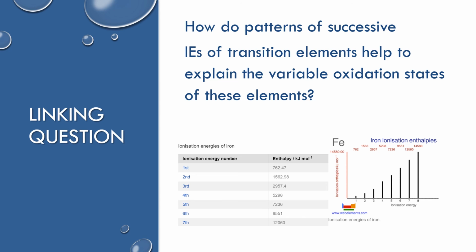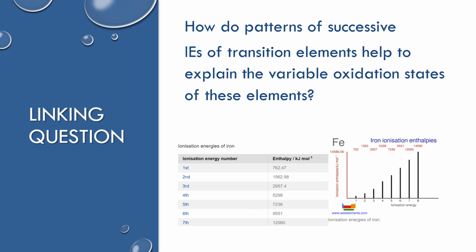Okay, so now let's link this forward to a discussion about transition metals and their different oxidation states. Remember, if you haven't quite gotten to this in your curriculum, we will get there, but if you've taken a prior chemistry course, you can link the information together. Patterns of successive ionization energies of transition elements help to explain the variable oxidation states.